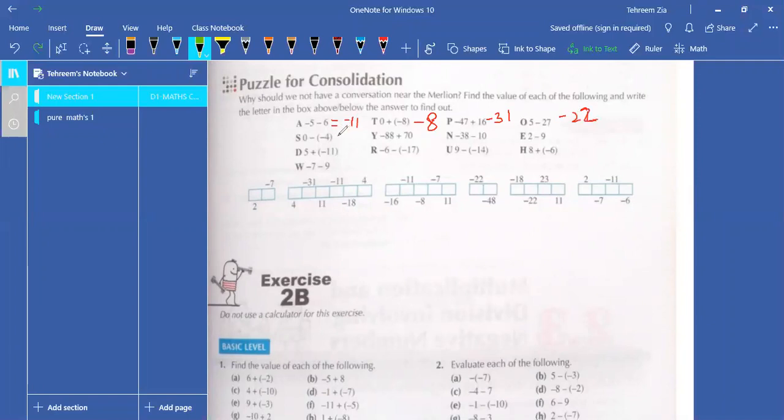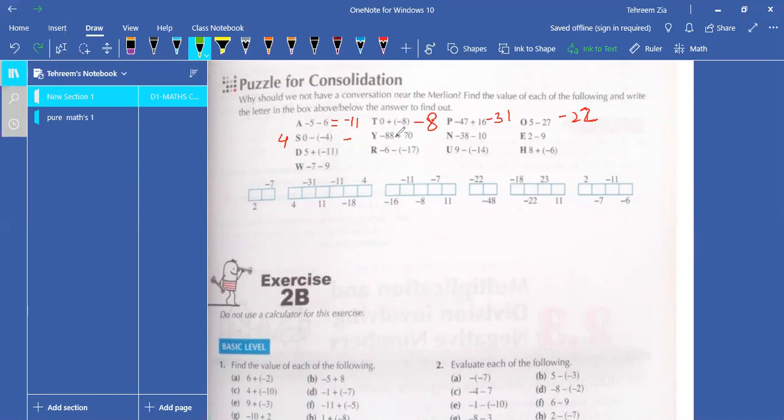Okay, it's 0 minus minus 4. Plus 4. Minus 88 plus 70. So you have to subtract them. 88 minus 70. Minus 18.